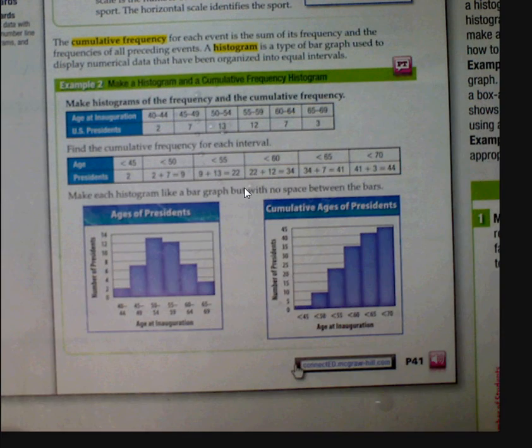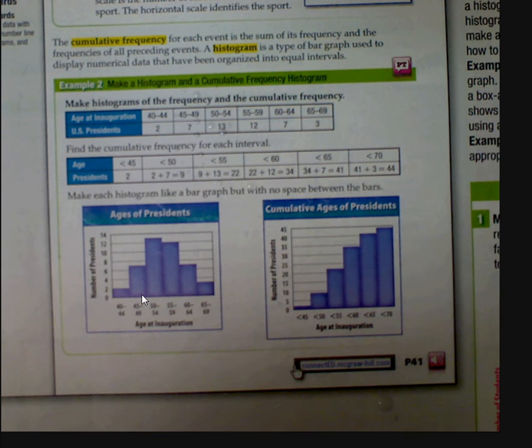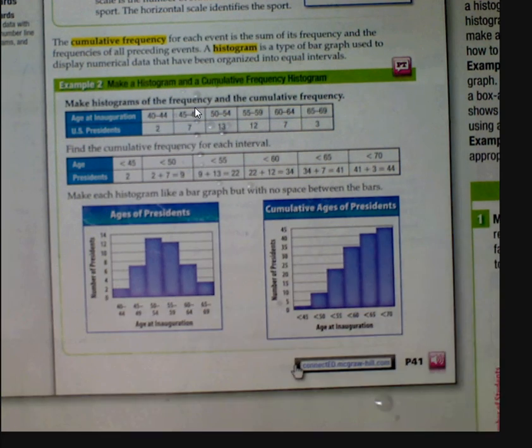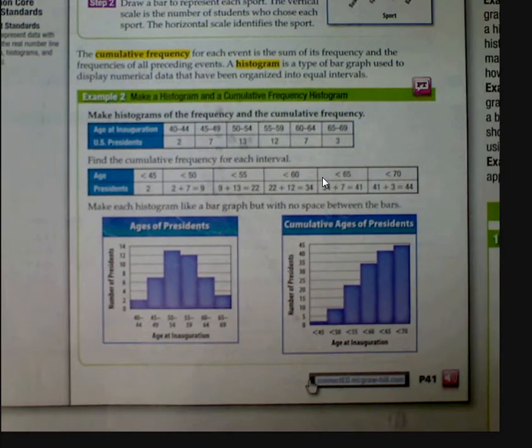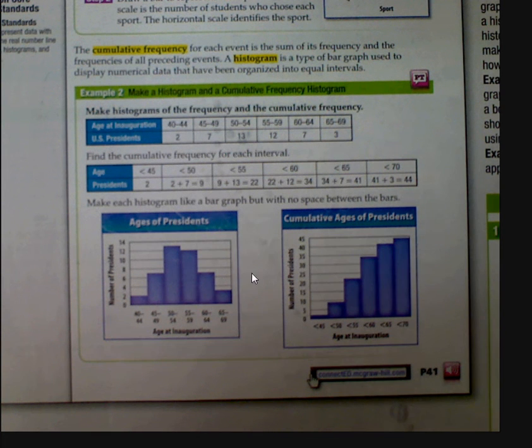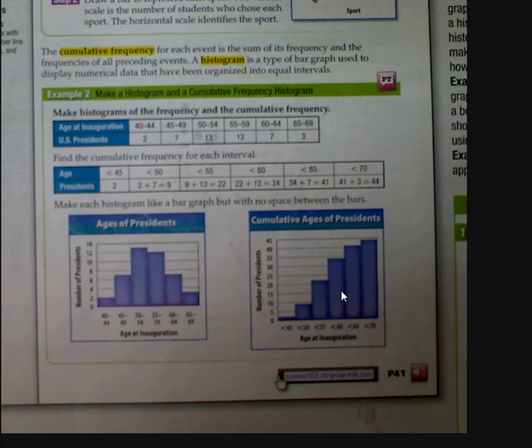What I do want to say is, what the heck is a histogram? If you notice down here, a histogram is whenever they divide the data into equal intervals. So a line graph is labels, and a histogram is a special bar graph where they have equal intervals. And then a cumulative histogram is whenever they add the previous.